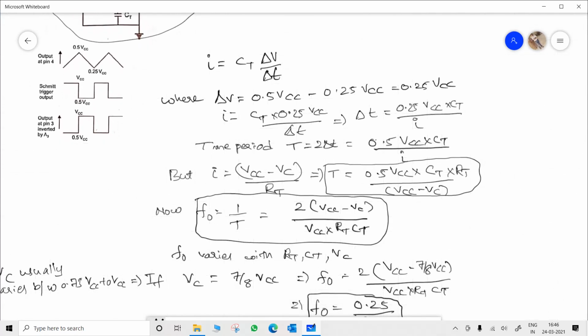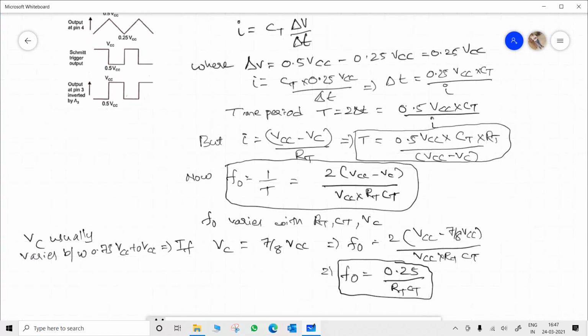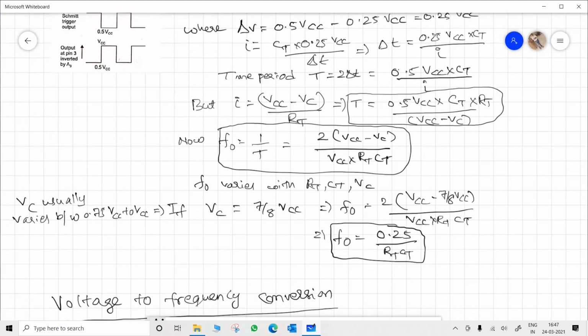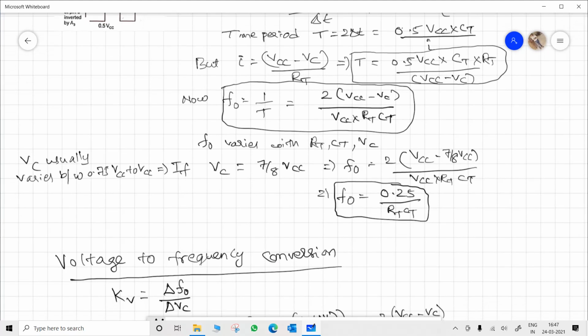So your output frequency, or the oscillation frequency, will depend upon your resistor value RT, capacitor value Ct, and your modulating input voltage Vc. This modulating input voltage usually varies between 0.75 VCC and plus VCC. So in case you have kept your Vc value at 7 by 8 VCC, then the output frequency f0 will be equal to 2 into VCC minus 7 by 8 VCC, by VCC into RT into Ct, that is f0 will be equal to 0.25 by RT into Ct. By this we can eliminate the bias voltage VCC in the expression of f0.